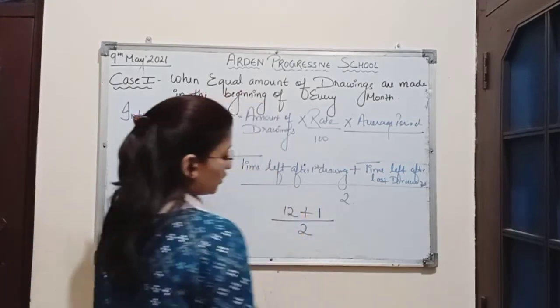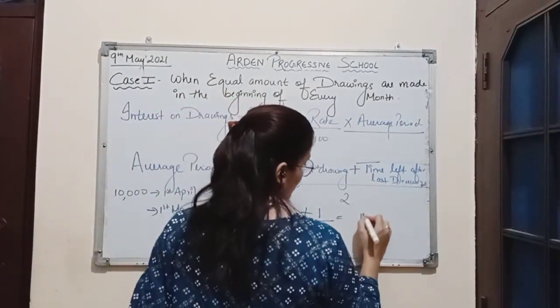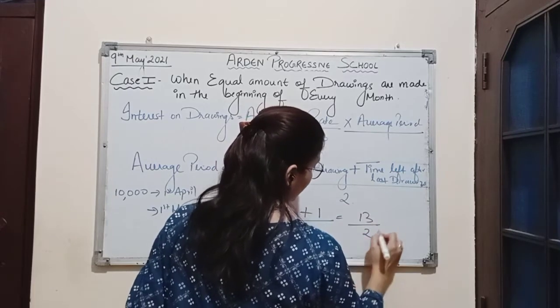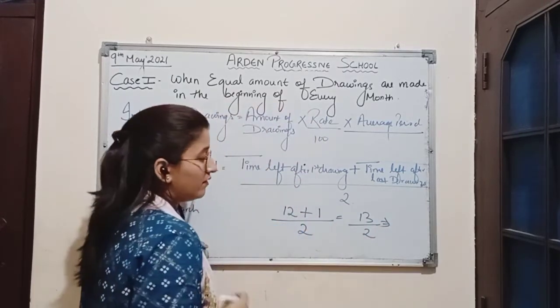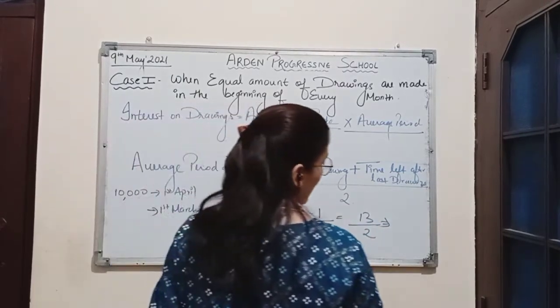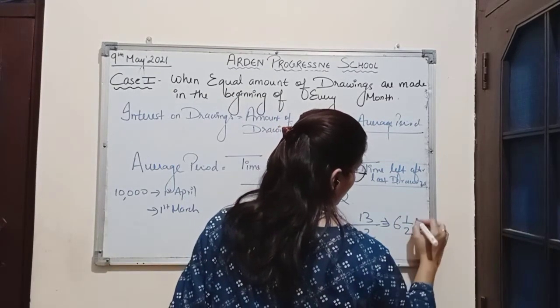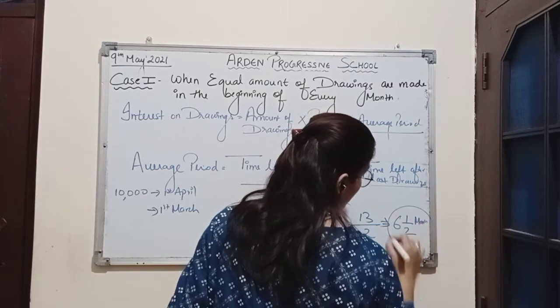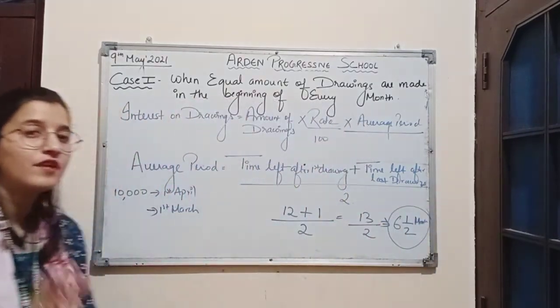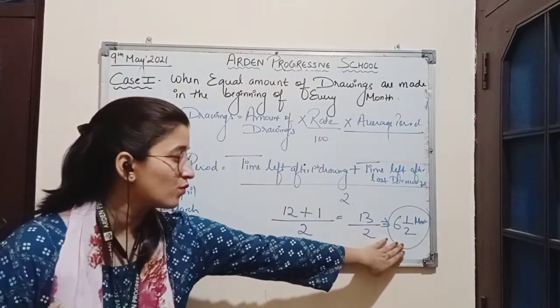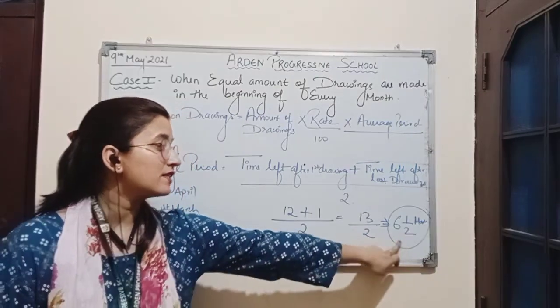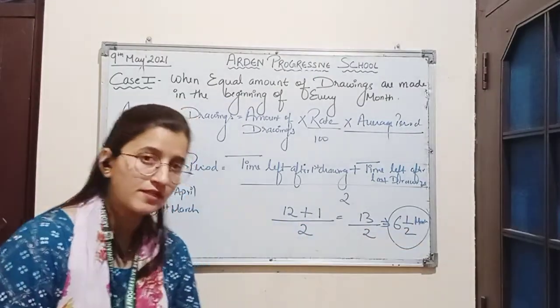divided by 2. So if we calculate this, we will get 13 upon 2, and 13 upon 2 can be written as 6 1 by 2 months. So average period in first case will be calculated for 6 1 by 2 months.